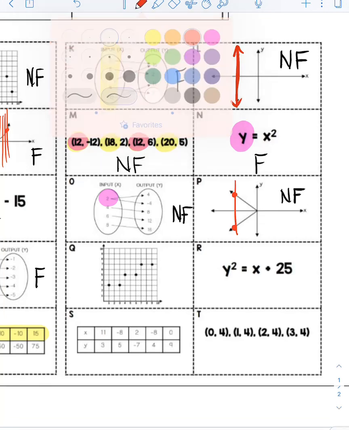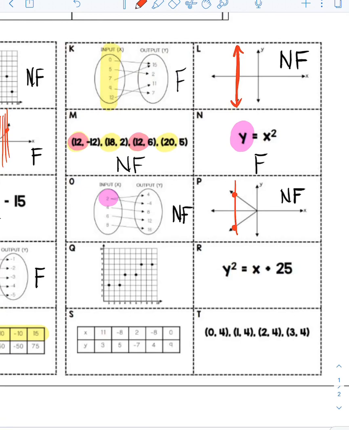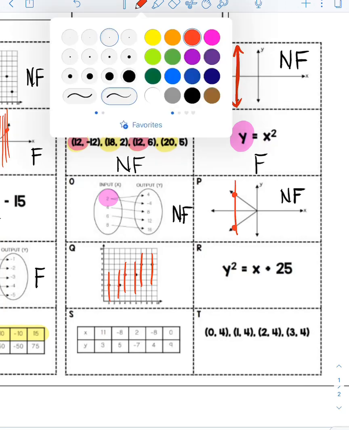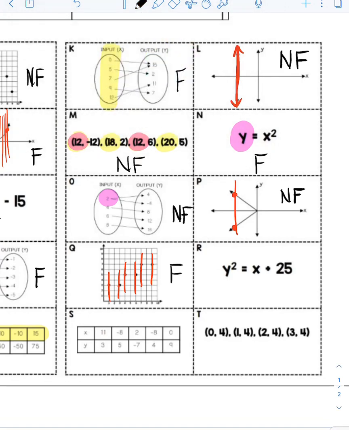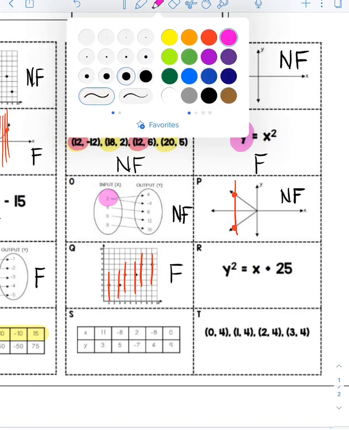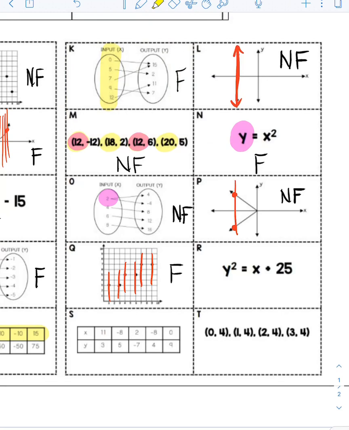Q. When I have a graph, I want to perform the vertical line test. So I have points here, here, here, here, here, here. And I notice that each vertical line is only touched one time. So yes, this passes the vertical line test, so it is a function. R. When I see this equation, the first thing I notice is that y is to the second power. Because y has an exponent other than 1, it is not a function.